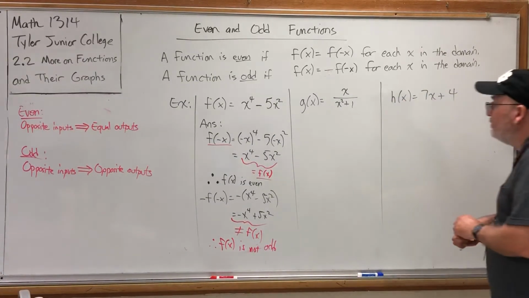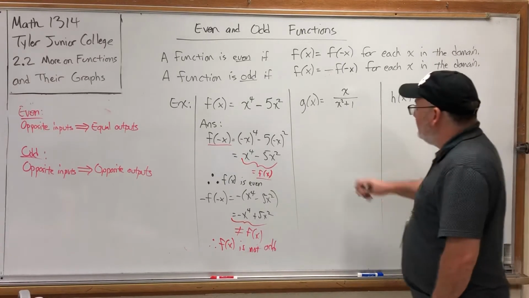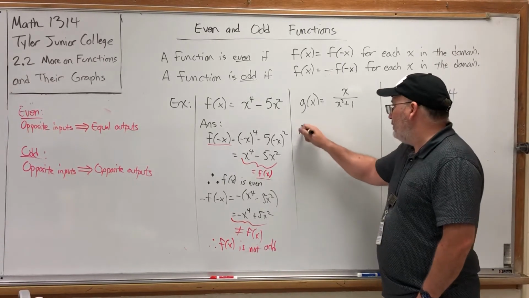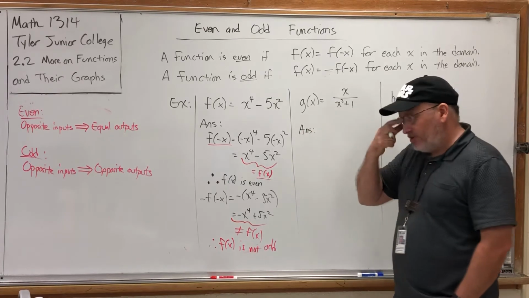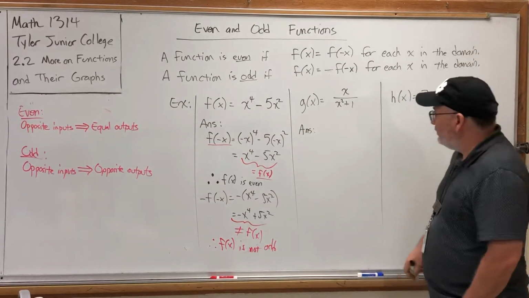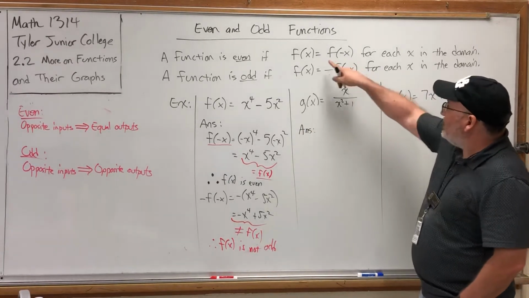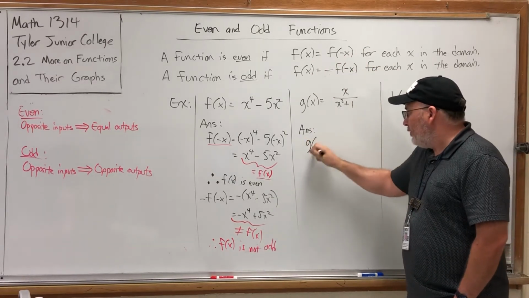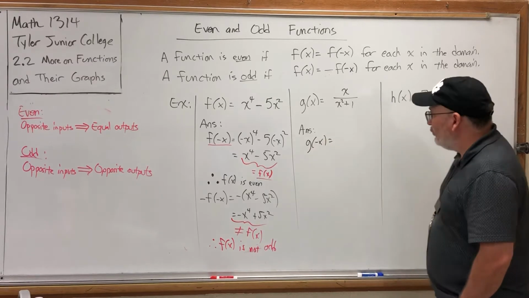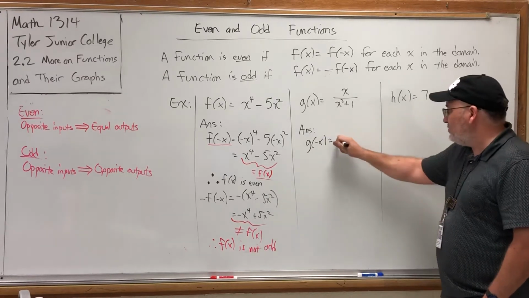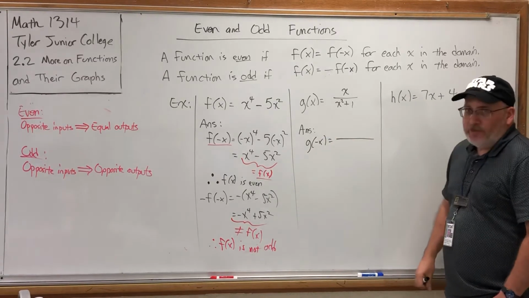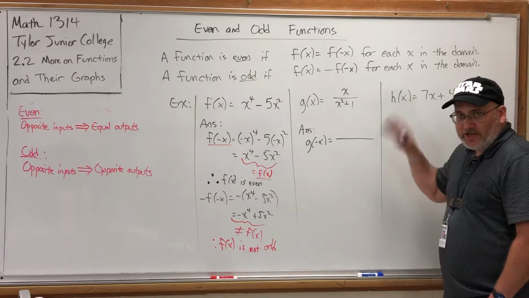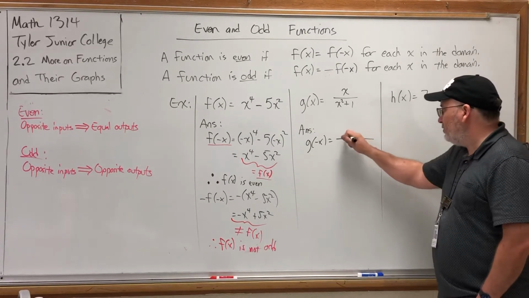All right, so let's try g of x. G of x equals x over x squared plus 1. This is called a rational function. It's a ratio of polynomials. First, we need to check if the original function is equal to g of negative x. So if we evaluate g of negative x, we need to replace each x with a negative x. On the top, I really don't need parentheses. It's just an x. I'm going to take it out and replace it with a negative x.